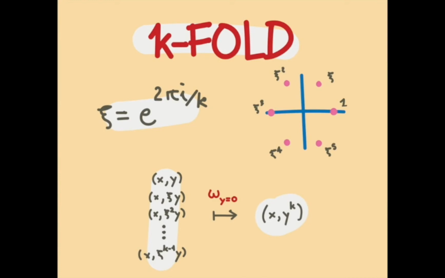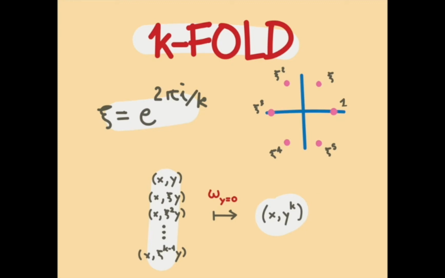Instead of gluing 2 points like the Whitney fold does, the order k-fold glues k points. If you let C be a primitive kth root of unity, then the collection of points that end up identified are obtained by multiplying the y coordinate by powers of C.